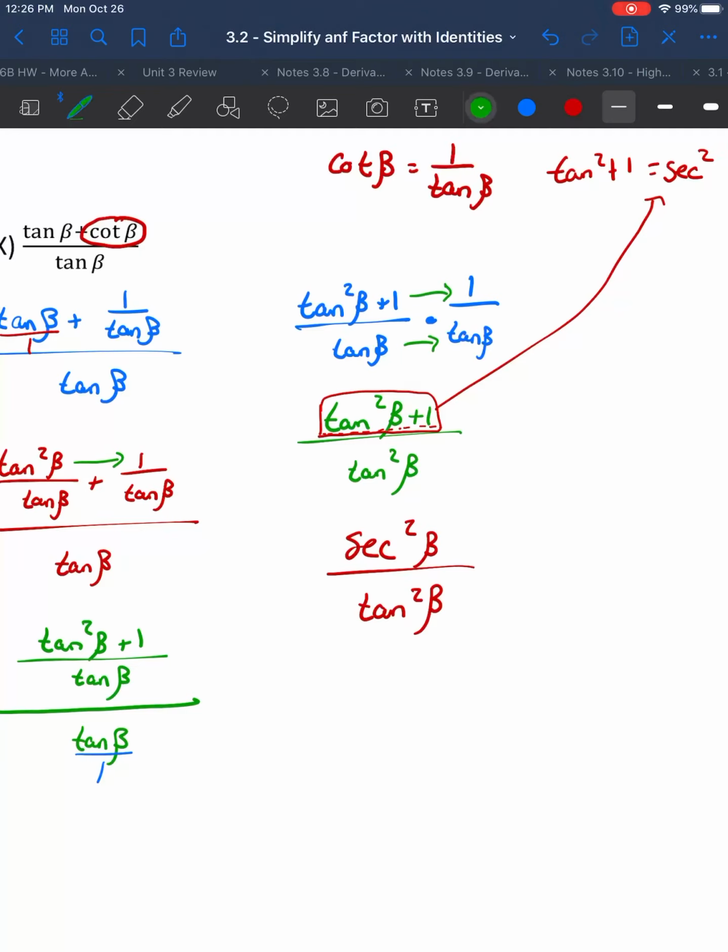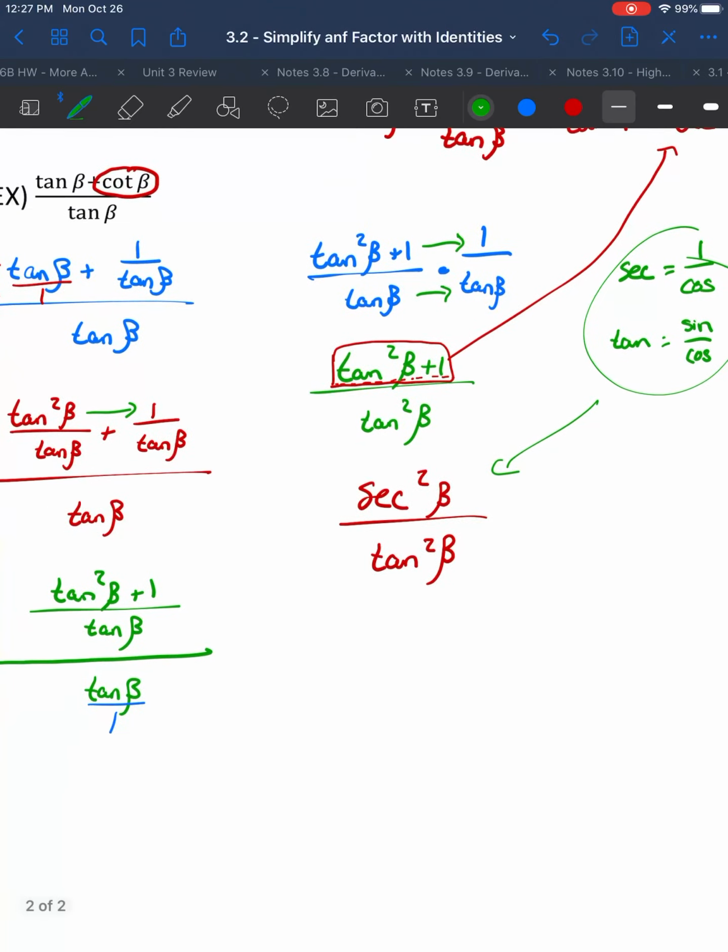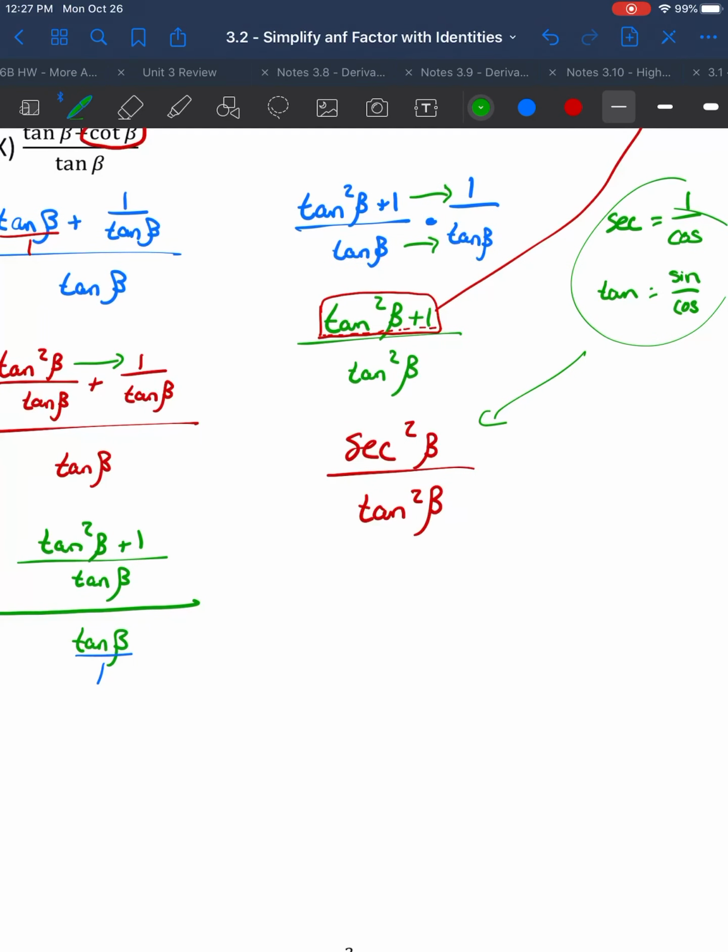Secant squared. Secant is equal to 1 over cosine. Tangent is, yes, 1 over cotangent, but tangent is also equal to sine over cosine. So let's use those and see if we can manipulate this. So secant is 1 over cosine, but since I have secant squared, I'm going to put cosine squared over tangent, which is sine over cosine. But again, tangent was squared, so I know these are going to be squareds.